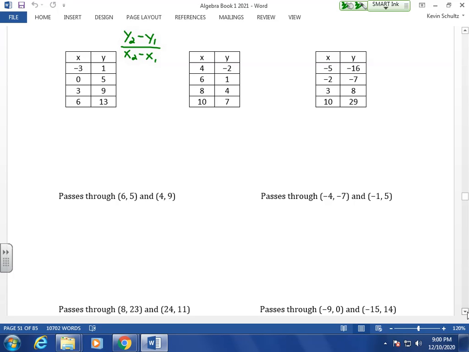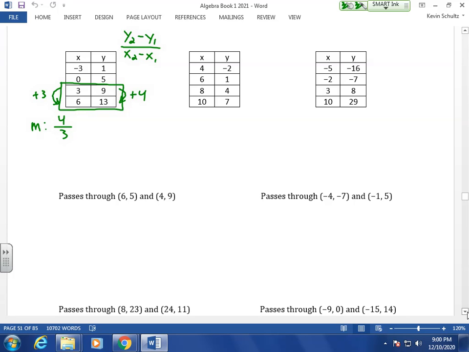So what you're going to need to do here is just pick 2 ordered pairs. I'll pick these last 2 here, and use those to find your slope. What are you doing to get from 9 to 13 here? Our change in y, I'm adding 4. What am I doing to get from 3 to 6 here? My change in x, I'm adding 3. So my change in y is 4. My change in x is 3.